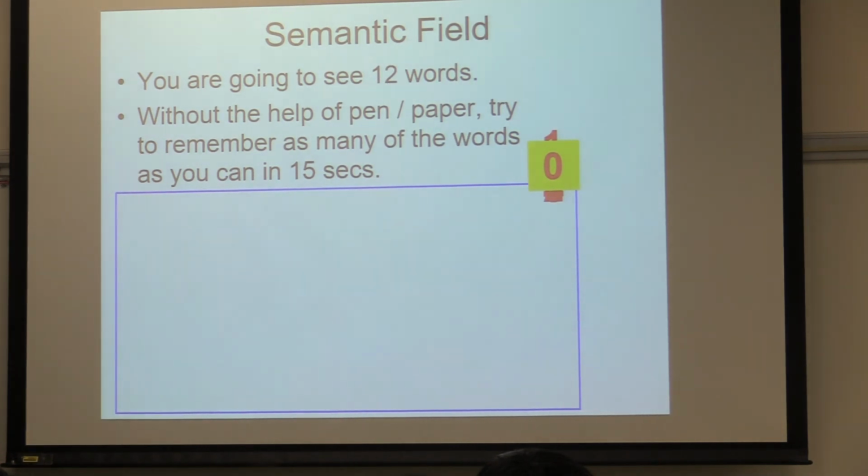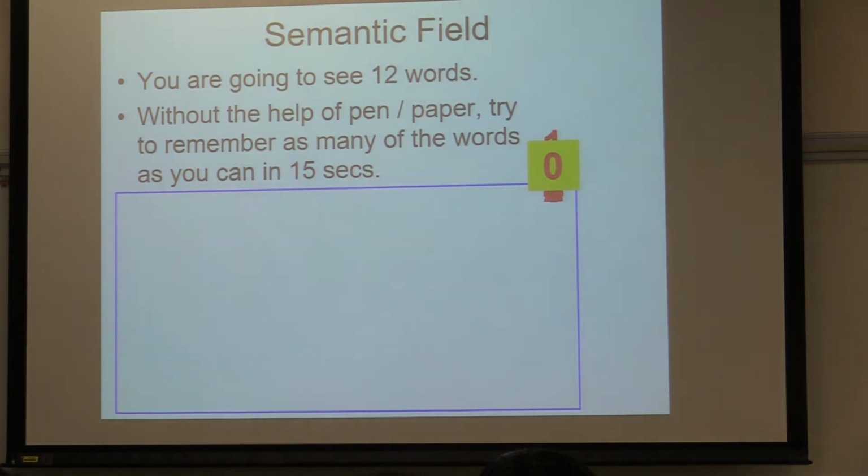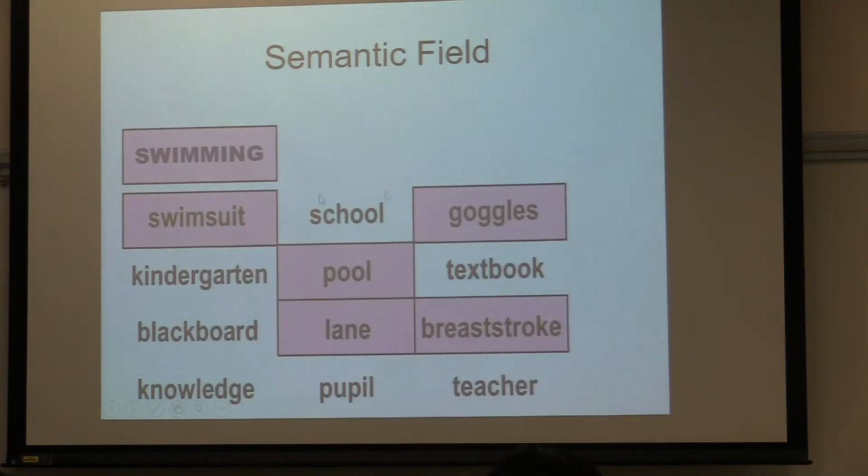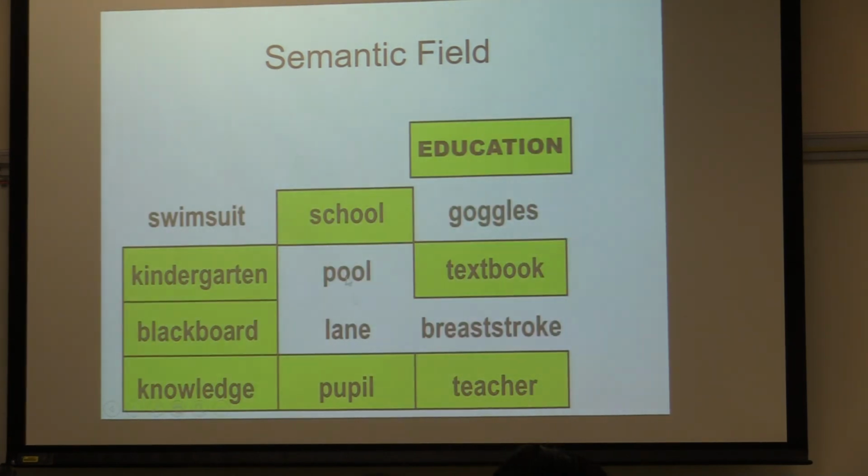So how many categories are there? Two. So one is related to what? Education. And the other? Swimming. Swimming, that's right. So this is related to swimming, right? Swimming suit, pool lane, breaststroke, goggles. And these words are related to education.